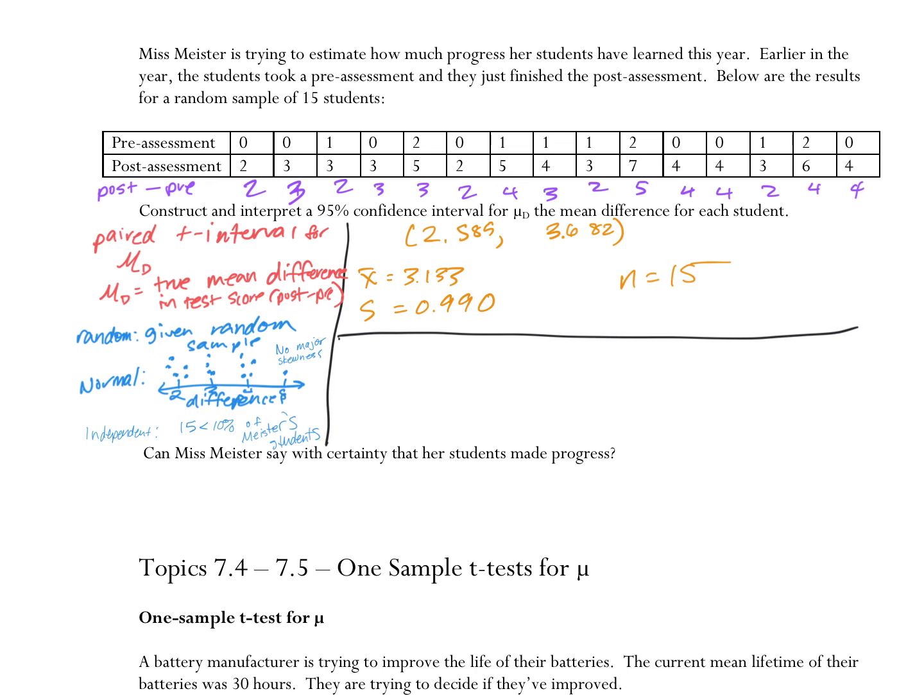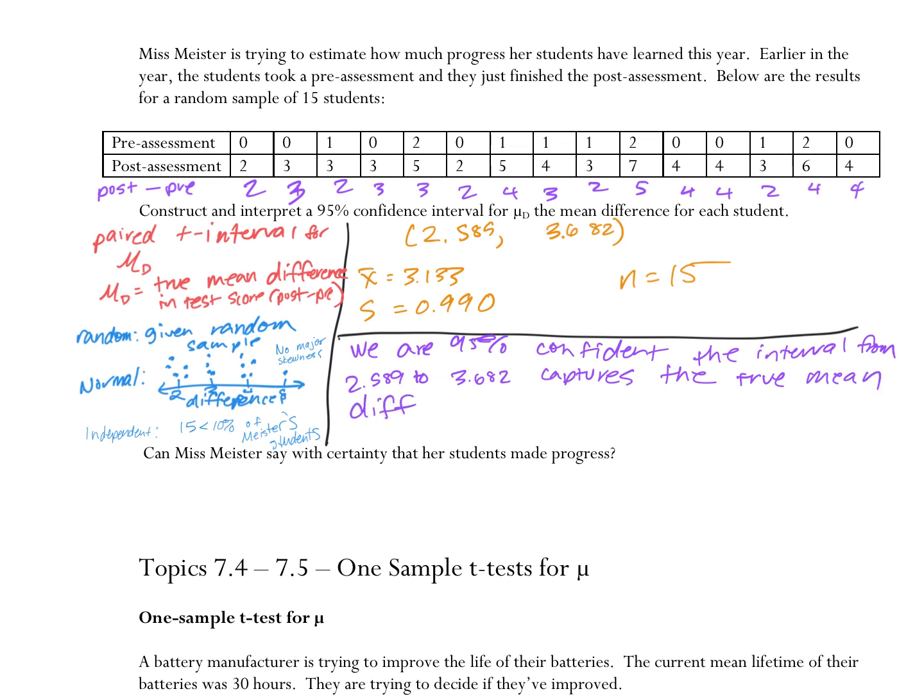So the only main difference in the interpretation is going to be we are 95% confident the interval from 2.589 to 3.682 captures, if you put contains, it's fine, the true mean difference. And if we're going to do that, we need to make sure we state, for instance, post-test minus pre-test.